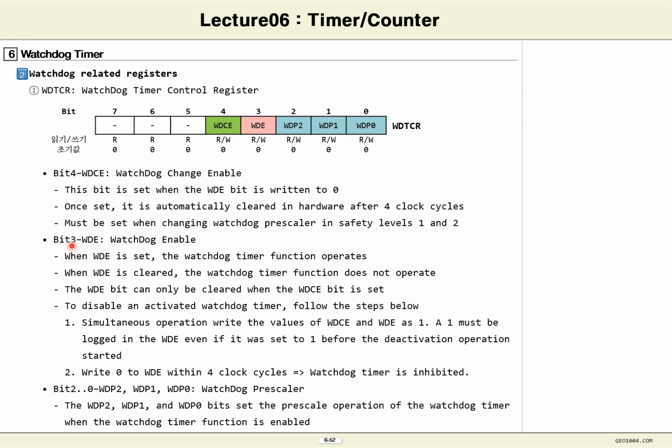Let's look at the watchdog enable in the 3rd bit. When watchdog enable is set, the watchdog timer function will be activated. When the watchdog enable bit is cleared, the watchdog timer function will not be performed. The watchdog enable bit can only be cleared when the watchdog change enable bit is set.